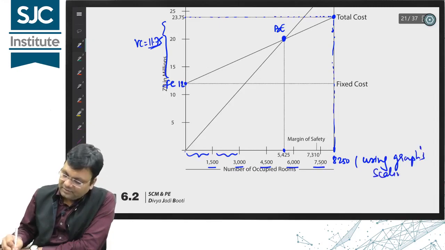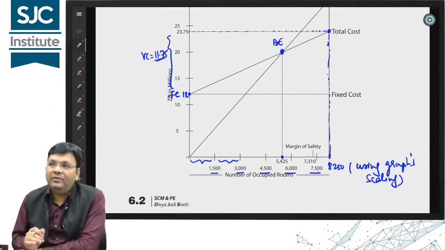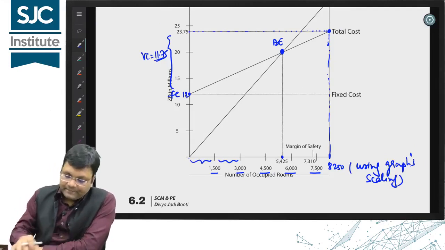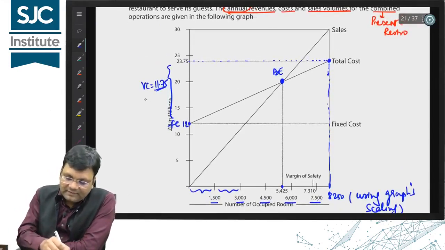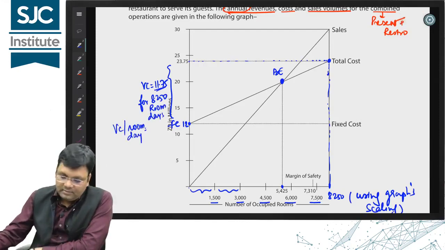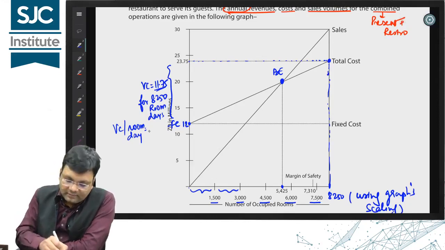So this was the trick in this question: they have given you the total cost at this 8250, and 8250 was not properly written or mentioned anywhere. So this variable cost of 11.75 is for what volume? For 8250 room days, room nights, whatever you can say. So you can find the rate, variable cost per room day. You can divide 11.75 million by 8250. So this is coming 1424.24.